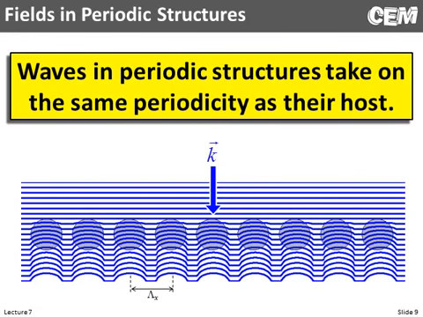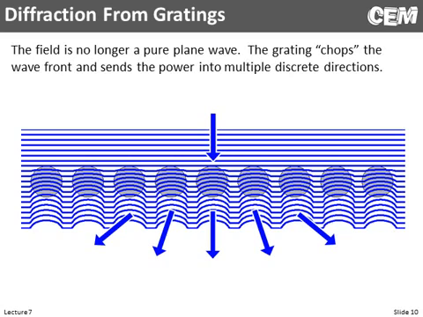So then here's the key thing we talked about last time. When a wave travels through something that's periodic, the field takes on the same periodicity as the structure that it's in. If it's passing through an array of hearts, that doesn't mean the field's going to look like hearts. It's just going to have the same spacing as the heart. So it only takes on the same symmetry, not the actual same look.